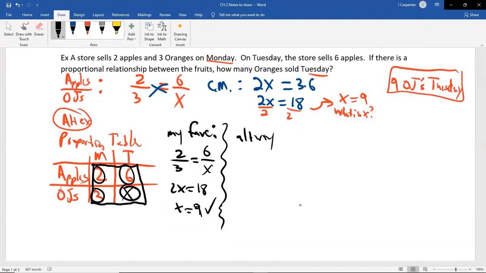Some people, and for some reason the guided worksheets really like to do it this way, they'll go from left to right. So they'll compare the apples, 2 over 6. So that was Monday to Tuesday. So for the oranges, you just have to be consistent. Monday to Tuesday, so 3 over x. Cross multiply, you'll get 2x equals 6 times 3, which is 2x equals 18. Clearly the same answer.